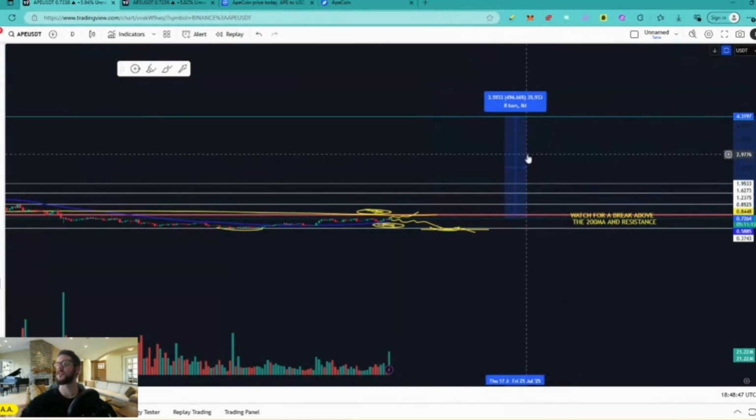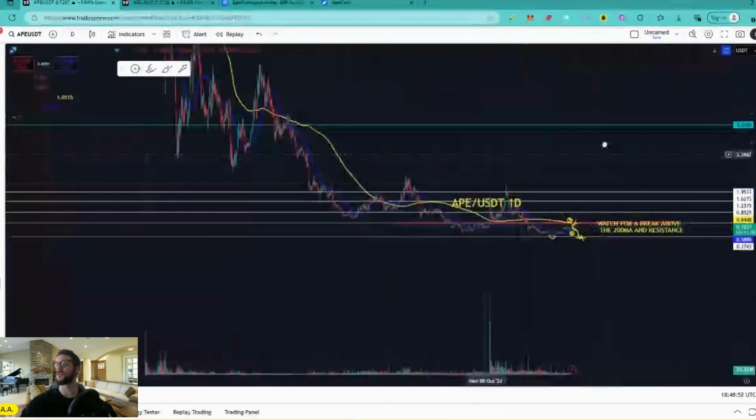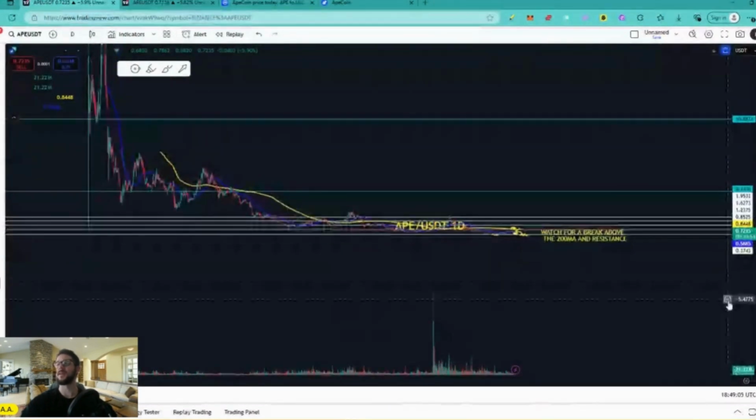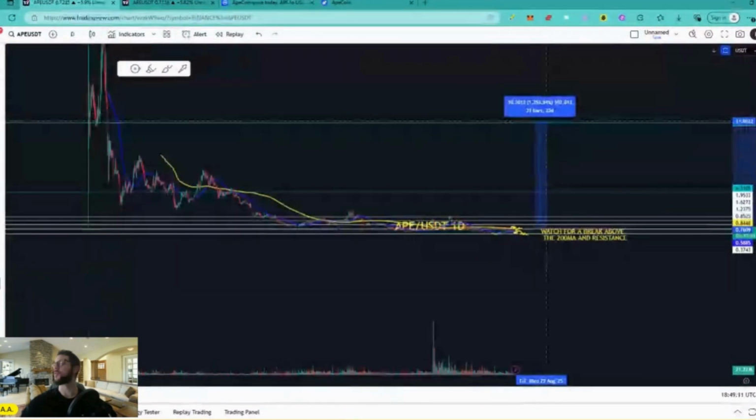If we see a full-blown altcoin season, guys, look at this. ApeCoin is currently at range lows. And this is what we do in this channel. We buy range lows, we sell range highs. So if we see a full-blown altcoin season again, ApeCoin might pump all the way to $10. That's approximately a measured move of 13x from the current price levels.